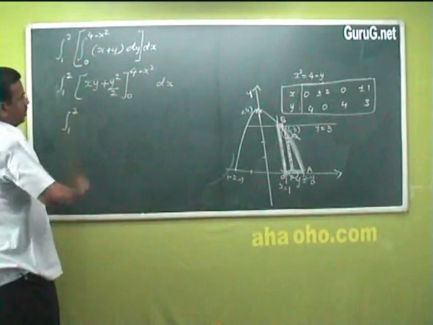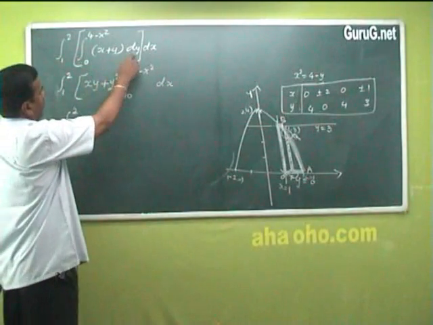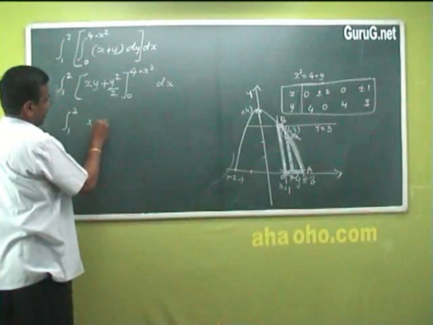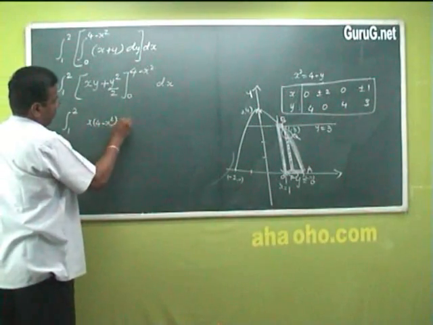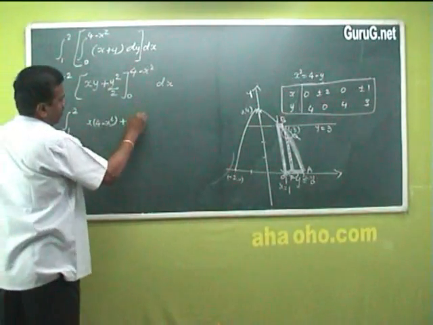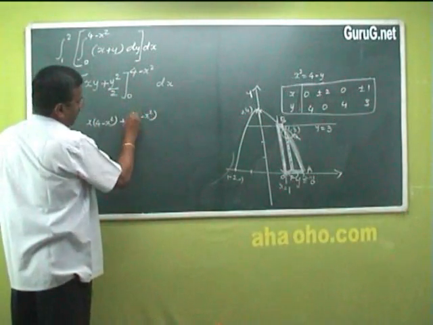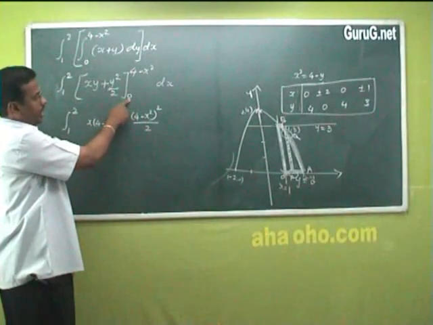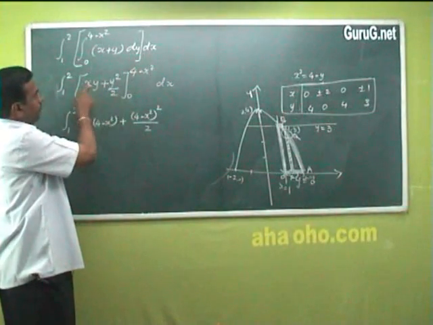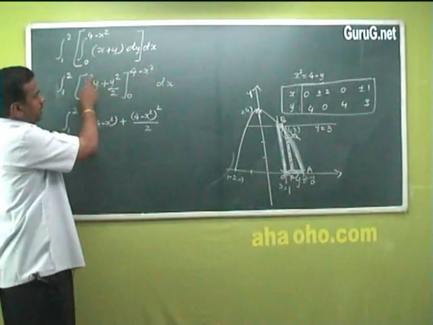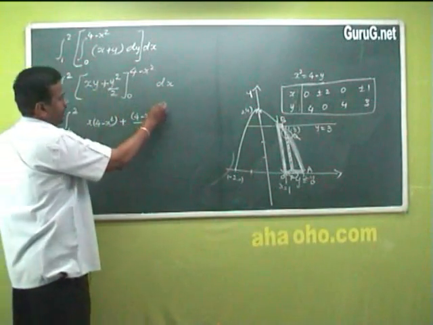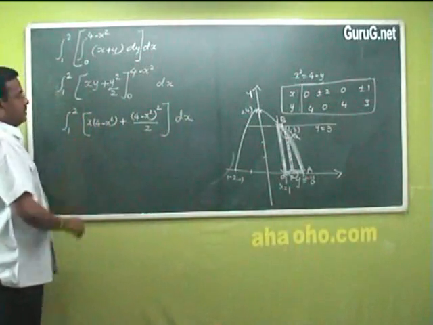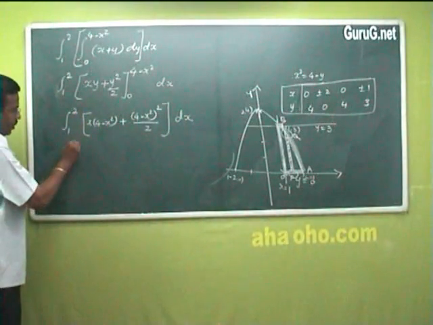Integral 1 to 2. Substitute this for y value. Therefore x into, instead of y you substitute 4 minus x square, plus y square, 4 minus x square the whole square divided by 2, minus the lower limit for y. So when you put y equal to 0, this will become 0 here also. Therefore the lower limit will become 0. Next, integral 1 to 2.